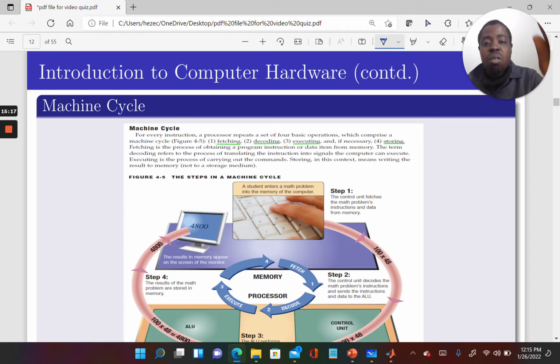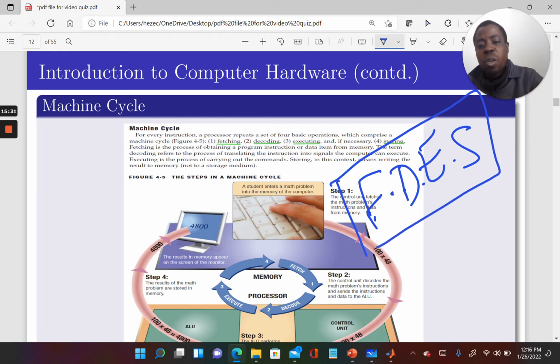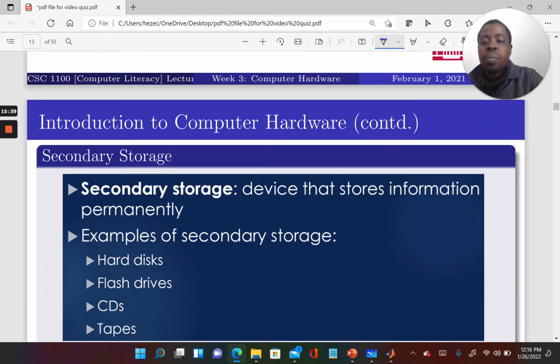Now, the machine cycle, we've seen this. What is it? Fetch, decode, execute, store. I'm not going to go over it because we saw this last week. That's the basic machine cycle, the way your machine works. It fetches the instruction, decodes, executes, and stores it.